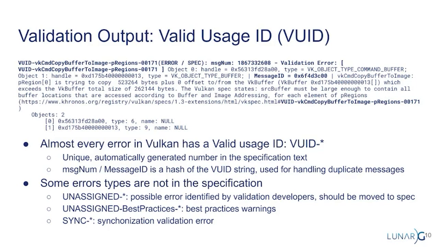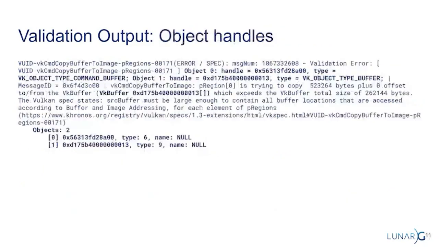Some of those are things that validation engineers found that aren't yet in the spec. Some of them are the best practices, which are also not in the spec. And then some of them are related to synchronization validation, which all the synchronization rules are in the spec, but there's not specific valid usages for every single one of them.